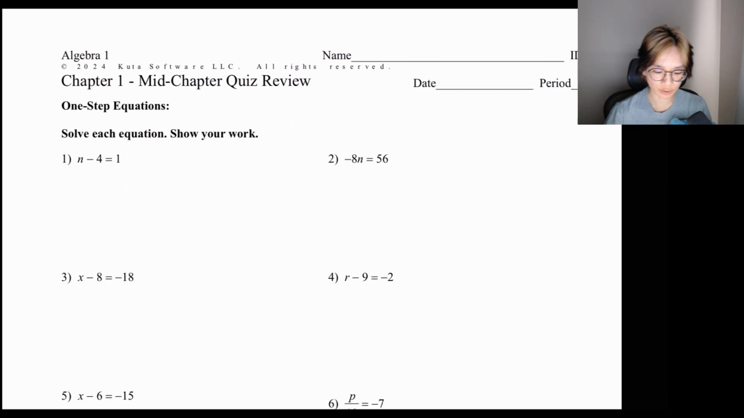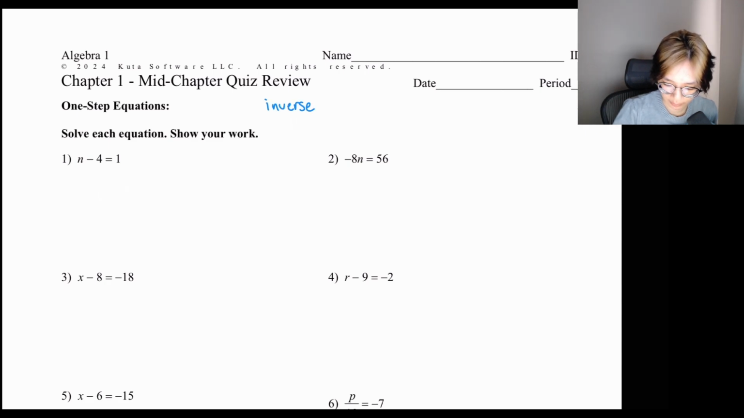So, all of these equations, you are solving for the variable. You are isolating the variable. You are having the letter just on one side of the equation, and just the letter. So you have to try to get rid of everything else that's on that side that the variable is on. You do that by doing inverse operations.